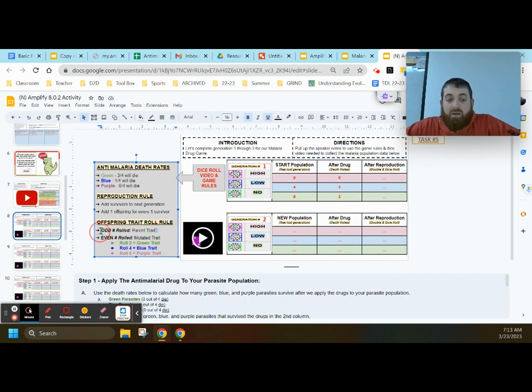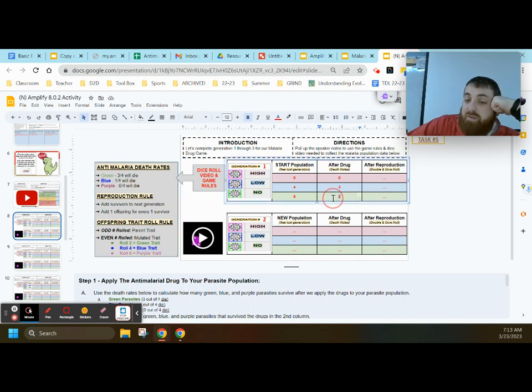If I roll an odd, the parent trait is going to be found in the new offspring. If I roll an even, so number 2, it'll be a green trait, a 4 will be a blue trait, and a 6 will be a purple trait. The dice is right here. It's a quick video. So here's how it works.